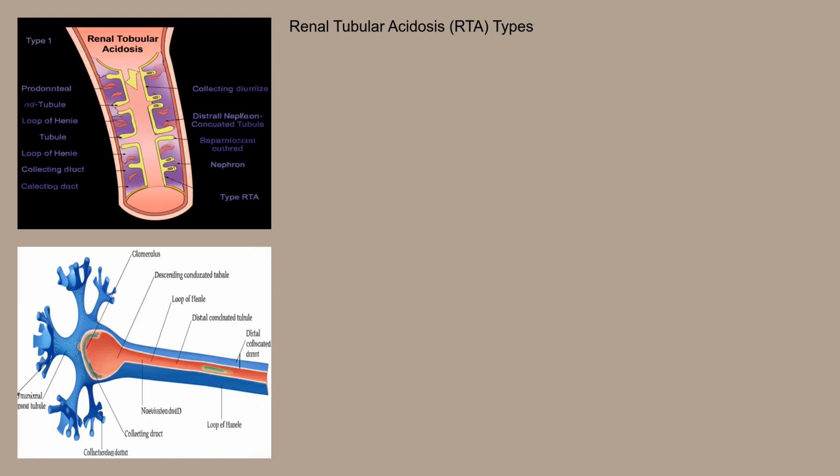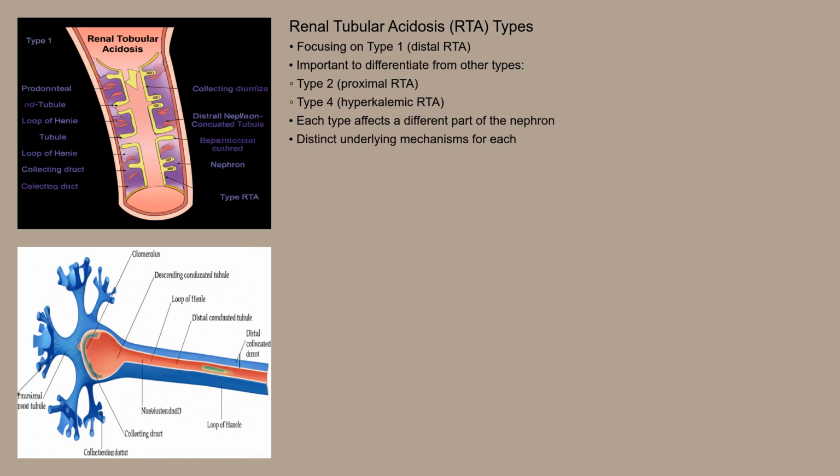While we primarily discuss type 1 RTA, it's important to differentiate it from other types of renal tubular acidosis, such as type 2 proximal RTA and type 4 hyperkalemic RTA. Each type involves a different part of the nephron and has distinct underlying mechanisms.